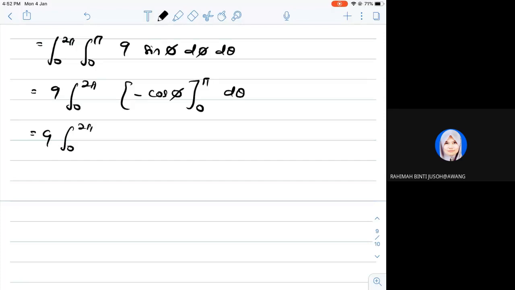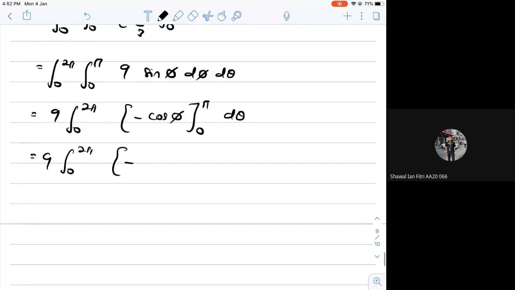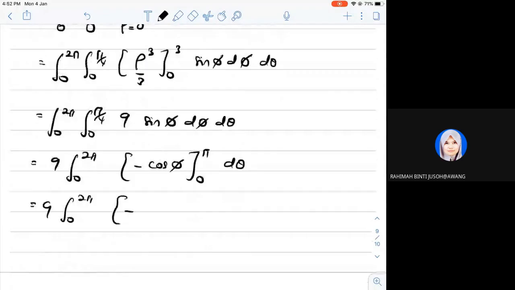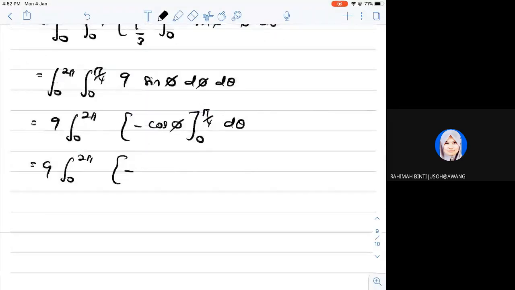0 until 2 pi. So, doctor, negative. Yes, not pi, it is pi over 4. Pi over 4, yes. Thank you very much. I sometimes slip up. Thank you, thank you. So negative cos pi over 4, minus negative cos 0. Okay, thank you very much.